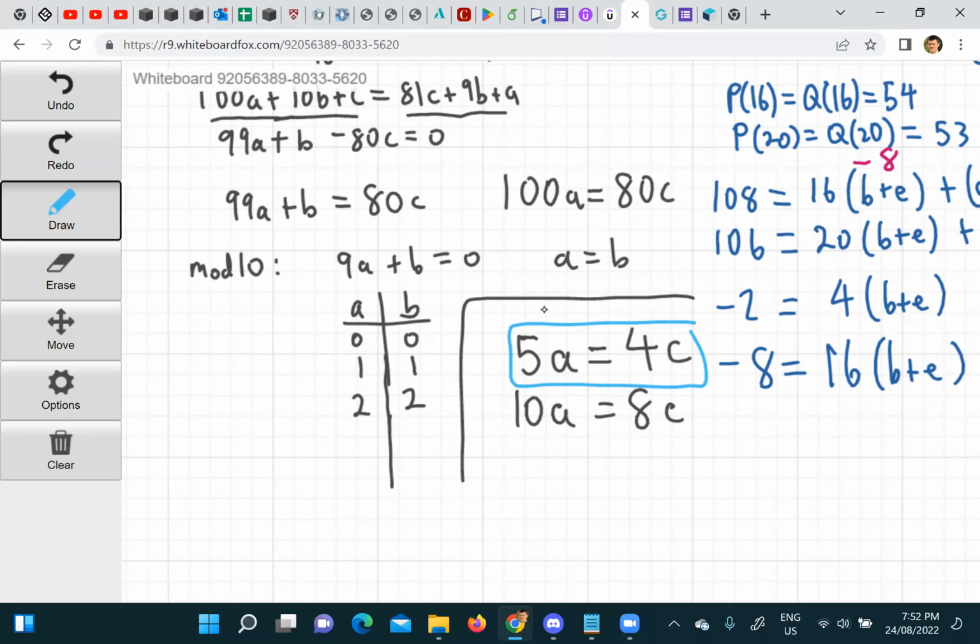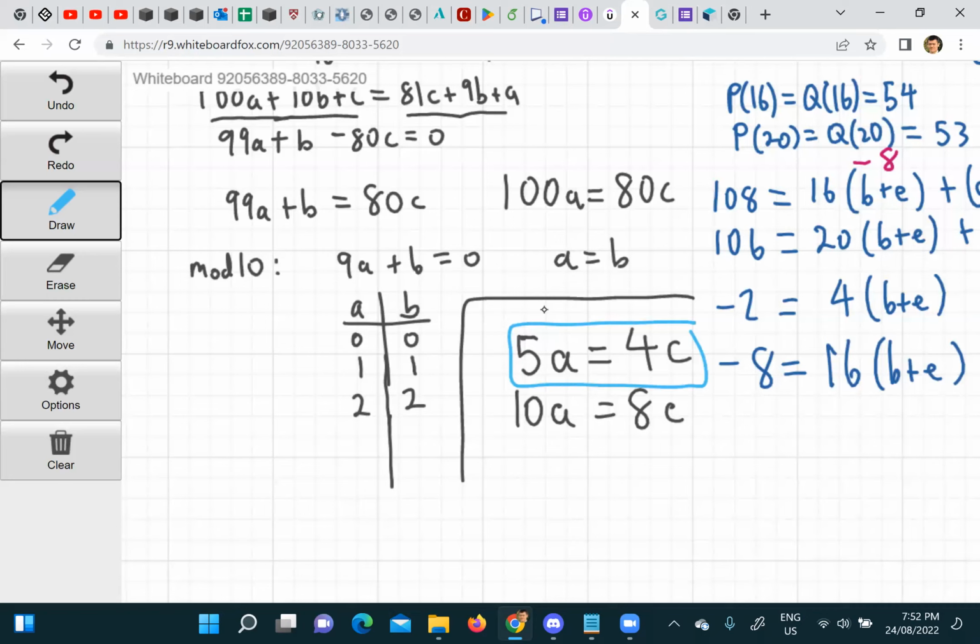So 5A has to end in a 5 or a 0, right? Yeah, it can't end in 0. Why not? Because it's a single digit. Oh no, A could be like 2, right? A could be 4. But if A's... Yeah. It actually has to end in a 0, right? Because it's 4C. So that tells you, okay, at least that A is even.